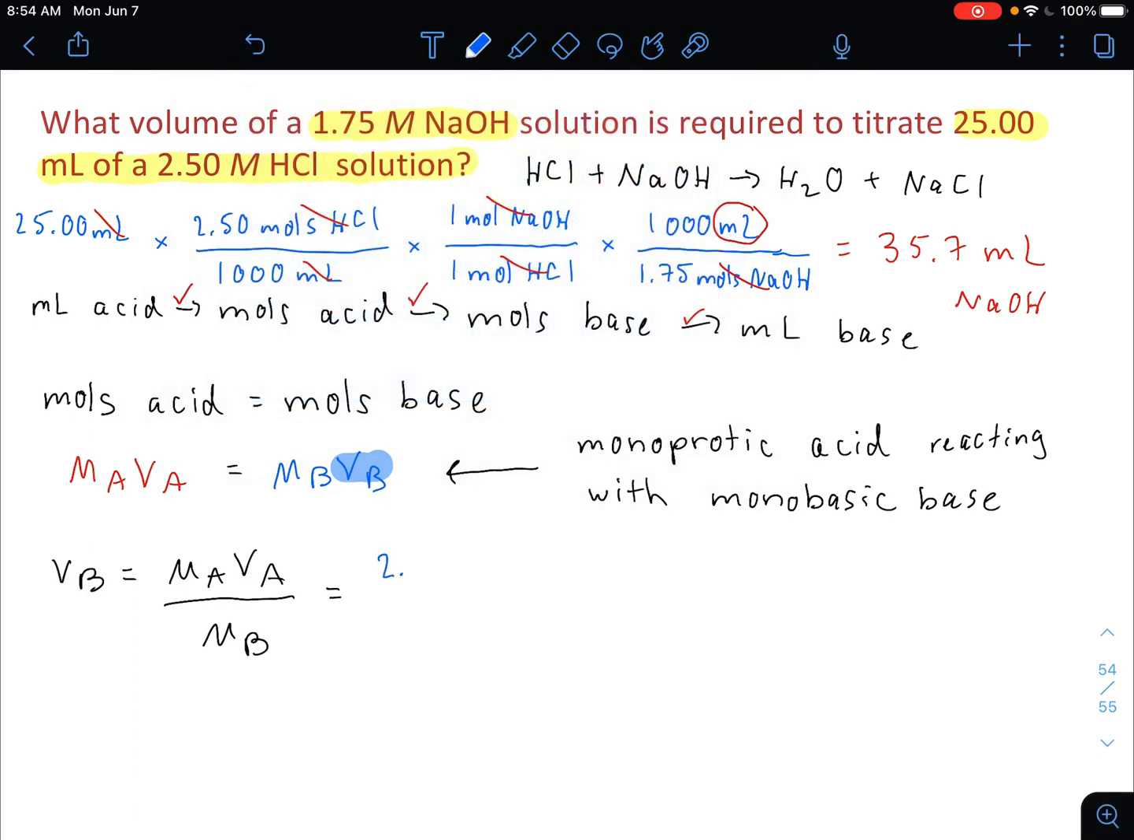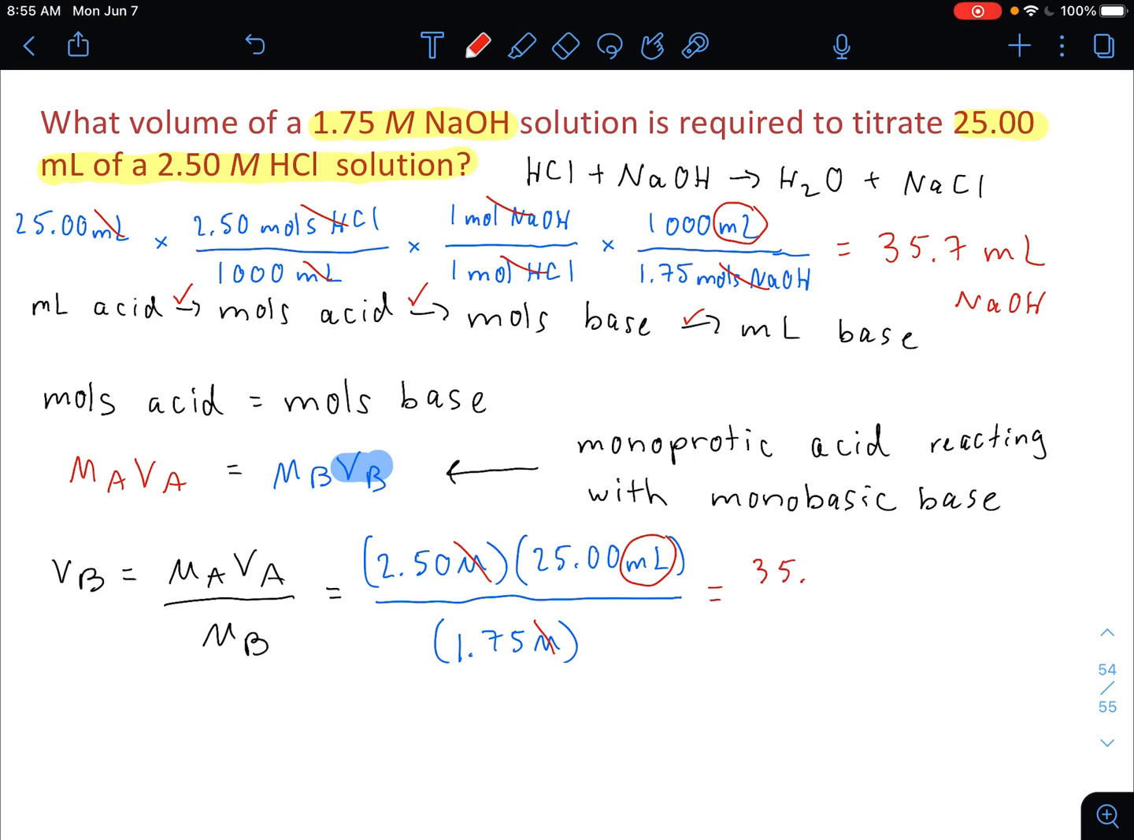Molarity of acid is 2.50. Volume of acid is 25 milliliters. And the molarity of base is 1.75 molar. So unit-wise, this looks good: molarity cancels with molarity, and we're left with milliliters. And so when I do that, I'm going to get 35.7 again.